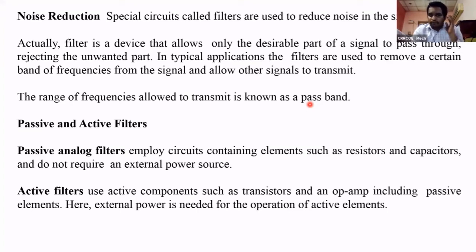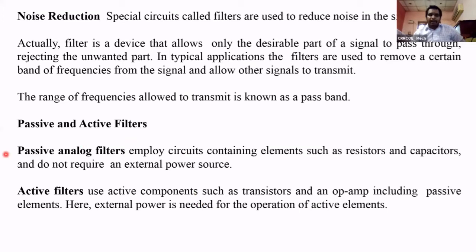If it is active, it consists of active components like transistors and operational amplifiers, along with resistor, capacitor, and inductor. Then the filters are called active filters. Here external power is needed for the operation of the active elements. In passive filters external power is not needed, but here we need some external power.